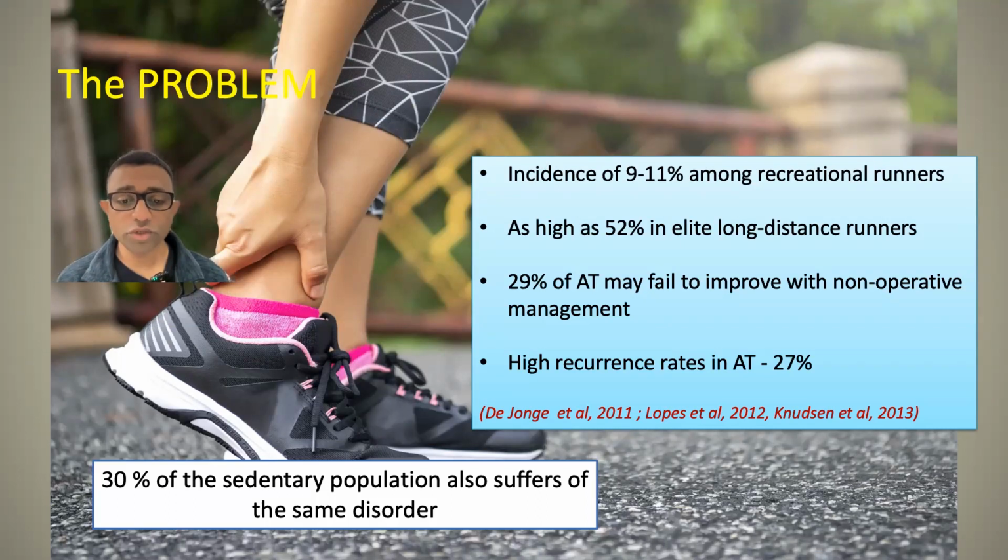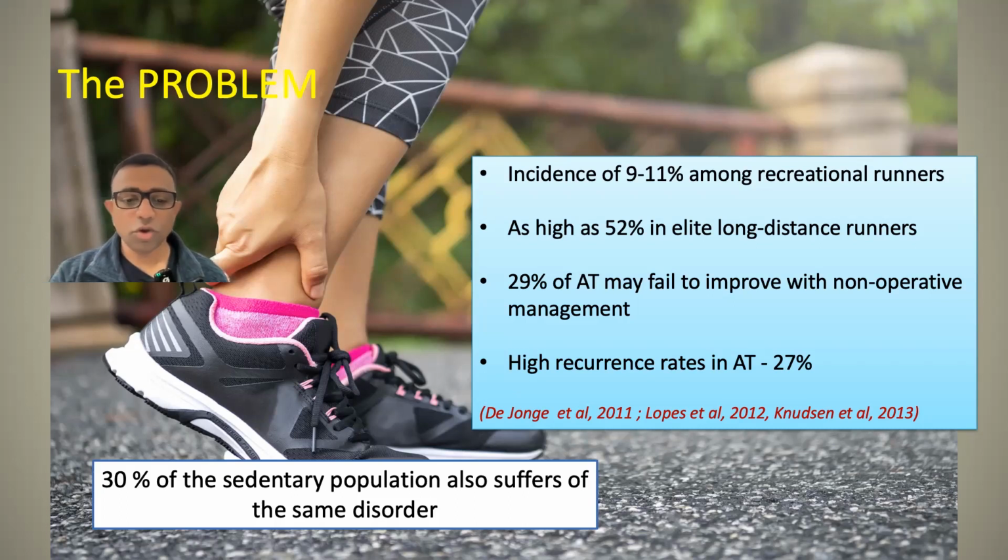We know one of the bigger risk factors of running injuries is previous injuries. So if they had the same injury many years ago, they're more likely to have it again. And Achilles tendinopathy is also common in the sedentary population, especially people linked with obesity and diabetes. Those conditions can also predispose to Achilles tendinopathy.